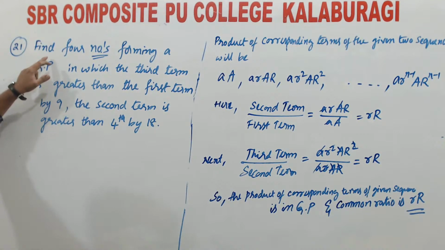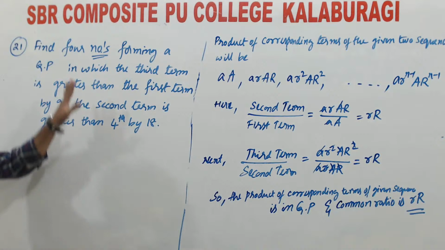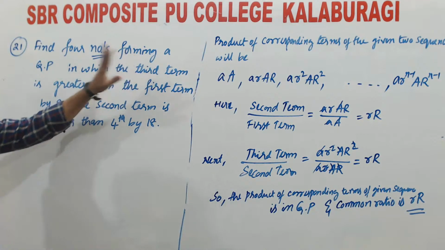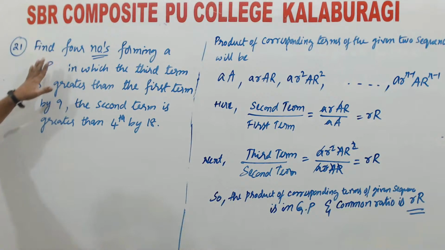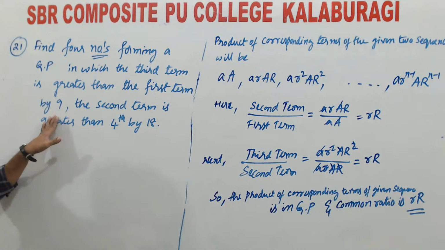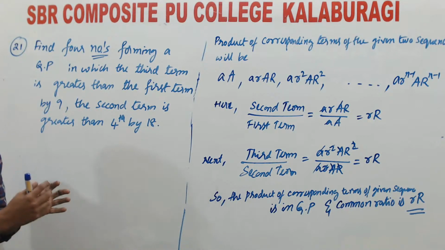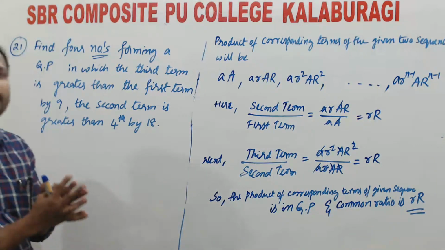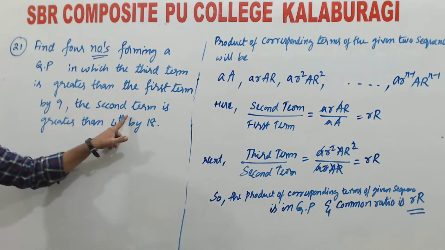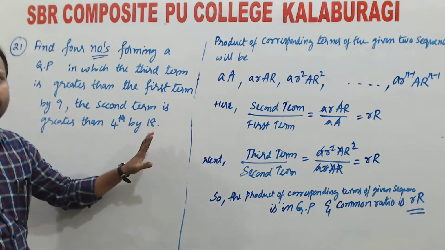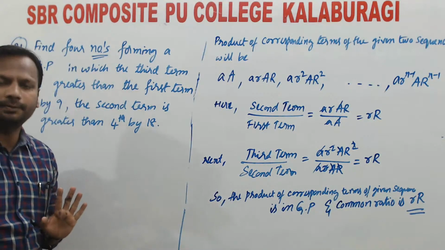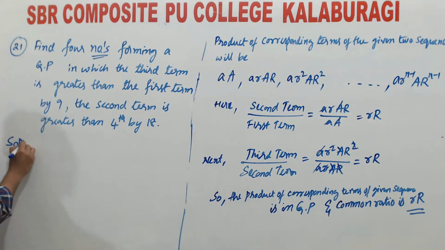What are they saying, students? Just look here. Find four numbers, they are saying. Okay, let me find the four numbers. Further they say these four numbers form a GP in which the third term is greater than the first term by 9 and the second term is greater than the fourth term by 18. Means they have given us some hints. The third term is greater than the first term by 9. One more hint they have provided: the second term is greater than the fourth term by 18. With the help of these two hints, I should find four numbers which form a GP. Okay.